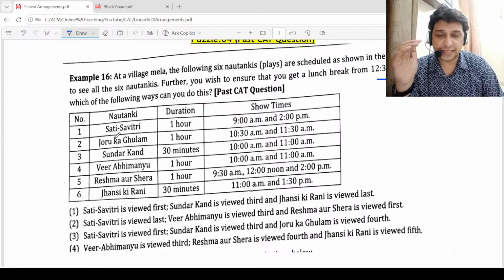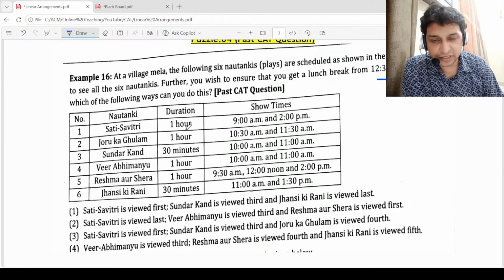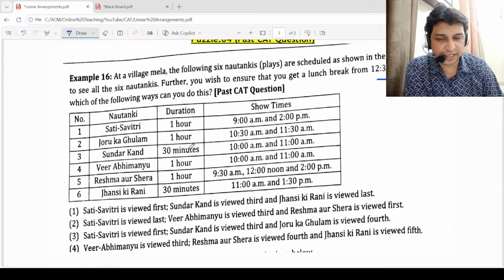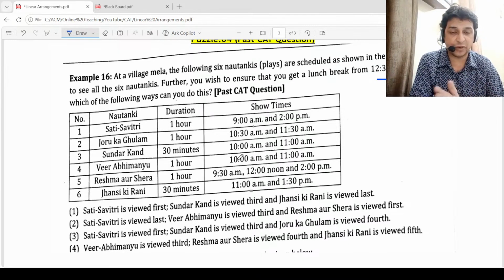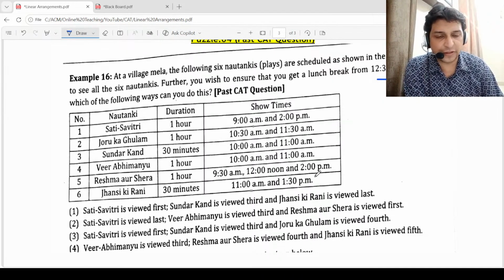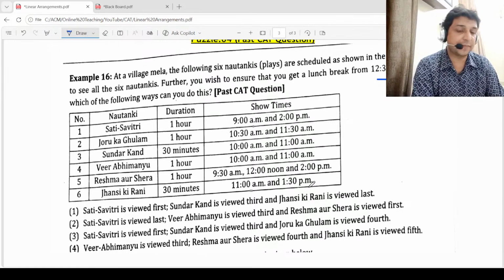So there are 6 Natakis: Sati Savitri, Joru Ka Gulam, Sundarkand, Veer Abhimanyu, Reshma aur Shera, Jhansi Ki Rani. Each has a different duration: 1 hour 30 minutes, 1 hour, and so on. They have show timings. Sati Savitri 9 a.m. and 2 p.m. Joru Ka Gulam 10:30 a.m. and 11:30 a.m. Sundarkand 10 a.m. and 11 a.m. Veer Abhimanyu, 1 hour, 10 a.m. and 11 a.m. So that's the starting time, the show times. Reshma aur Shera 9:30 a.m., then 12 noon, and then 2 p.m. There are three shows for Reshma aur Shera. Jhansi Ki Rani is 11 a.m. and 1:30 p.m. There are two shows.